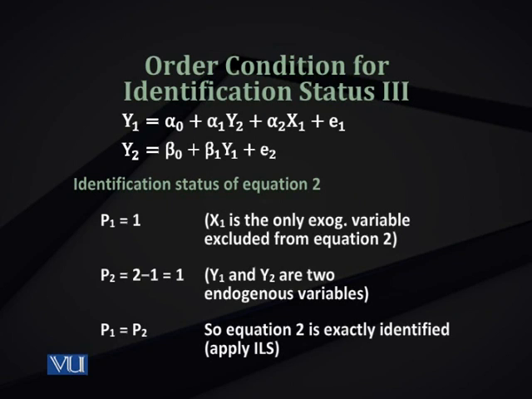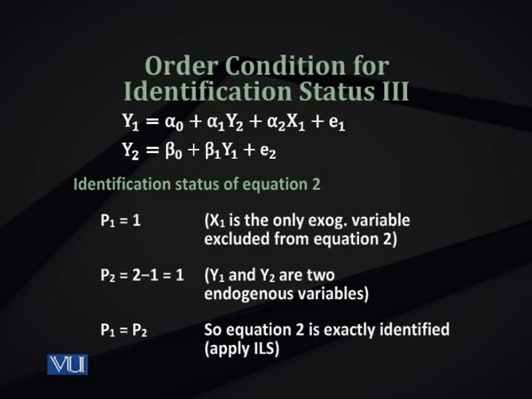For an exactly identified equation, we apply the technique of indirect least squares, which we are going to discuss in future. So ILS is a technique that you apply to solve for the parameters of equation 2, that is beta naught and beta 1. But unfortunately, you cannot apply any technique to get the values of alpha naught, alpha 1 and alpha 2, because you are not able to express them in terms of pi's, because the order condition also specifies that equation 1 is unidentified. Until you find some variables to be included in equation 2 to make equation 1 identified, you are not able to get the parameters alpha naught, alpha 1 and alpha 2.